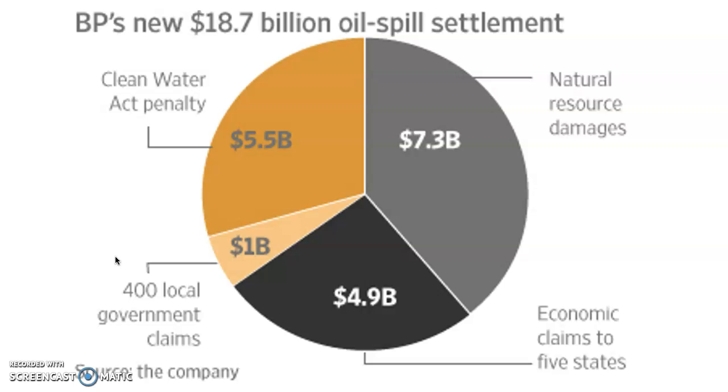And this is BP's new $18.7 billion oil settlement. The natural resource damages cost about $7.3 billion. Economic claims to 5 states about $4.9 billion. 400 local government claims $1 billion, and $5.5 billion Clean Water Act penalty. And that is it.